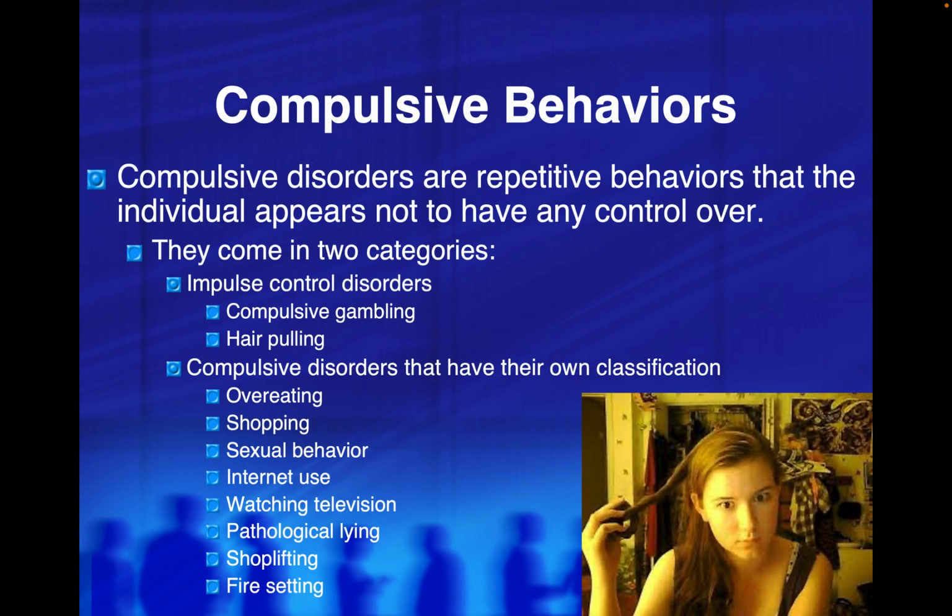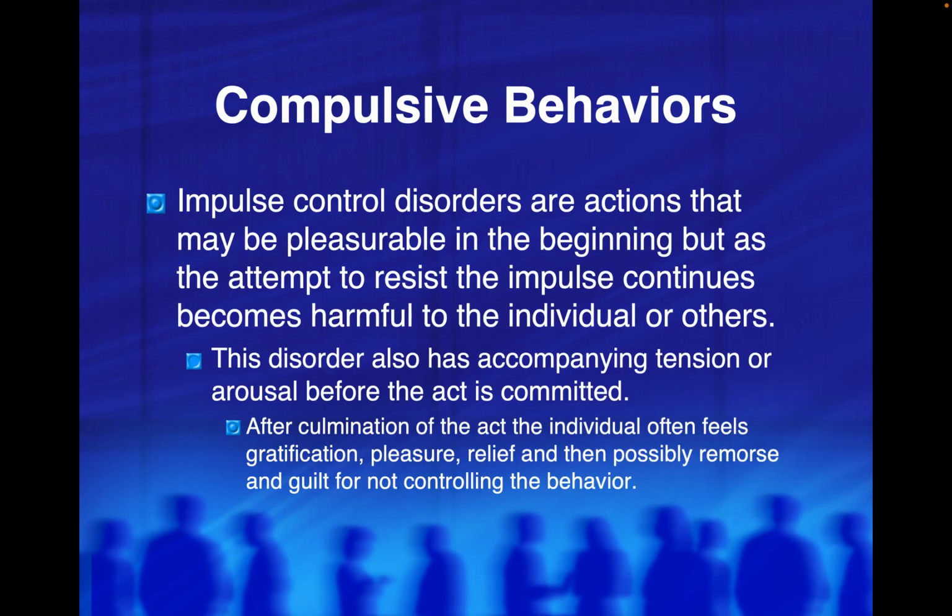Compulsive disorders are repetitive behaviors that the individual appears not to have any control over. They come in two categories: impulse control disorders and compulsive disorders that have their own classification. Impulse control disorders include compulsive gambling and hair pulling. Compulsive disorders that have their own classification: overeating, shopping, sexual behavior, internet use, watching television, pathological lying, shoplifting, and fire setting.